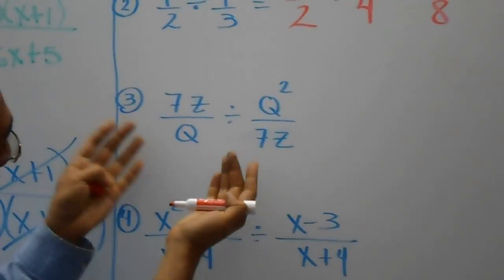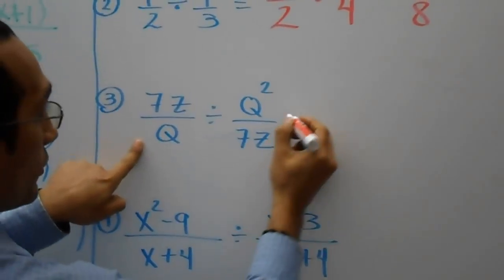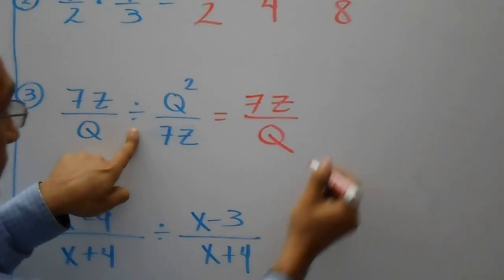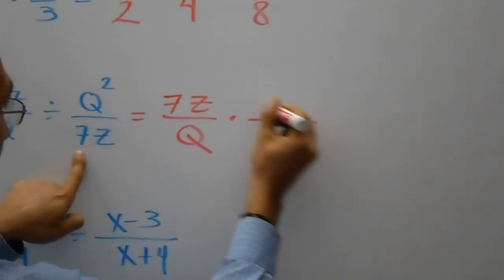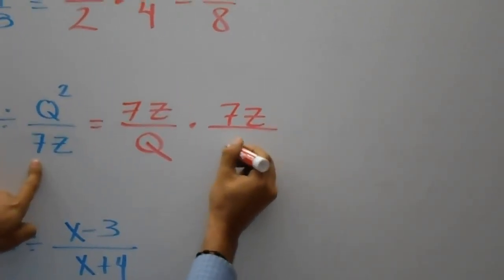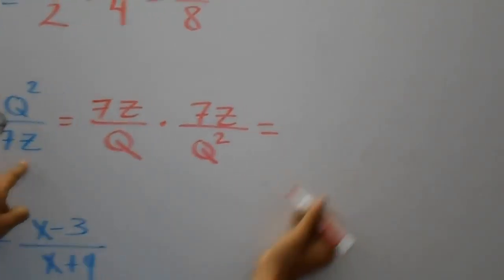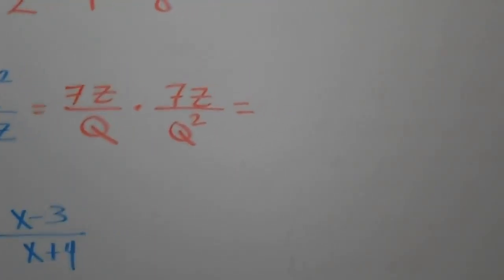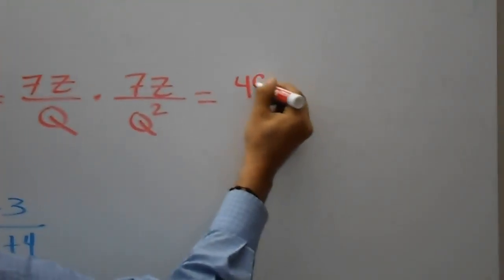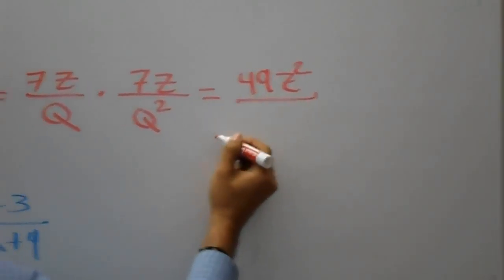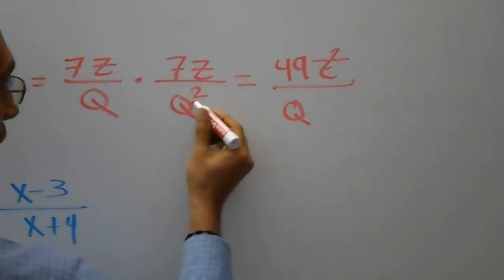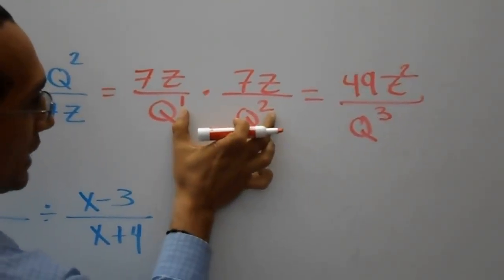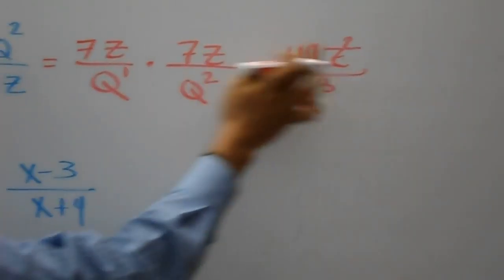Okay, let's do it with variables now. 7zq is going to be the same thing, right? 7zq. Change division to multiplication, and you flip this one. So you have 7zq squared. Notice that now there's nothing you could simplify here, so you have to multiply everything across. So 7 times 7 is 49. Z times z becomes z squared, and q times q squared becomes q cubed. Remember, when you have the same base, you have to add the exponents, right? That's what I did here and here.